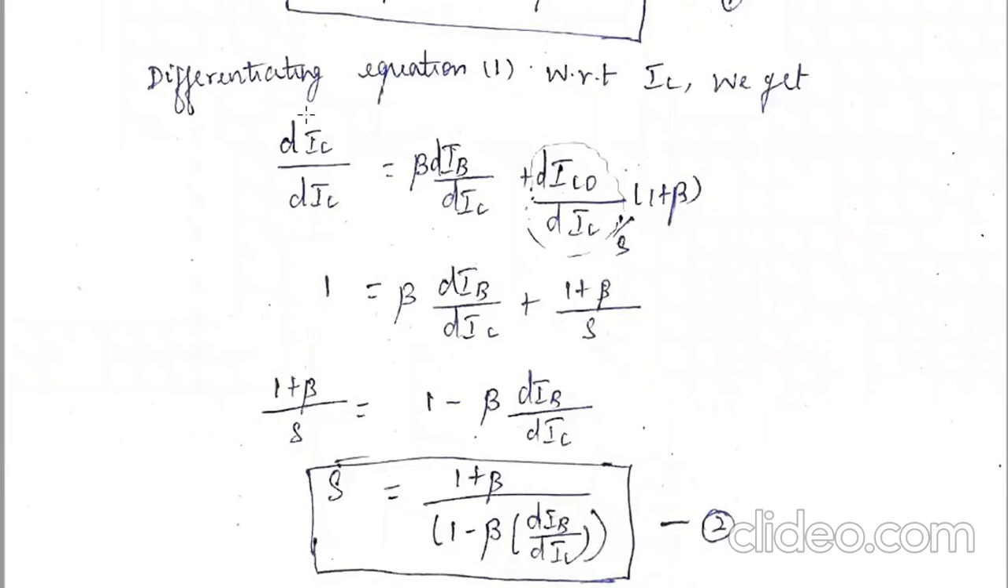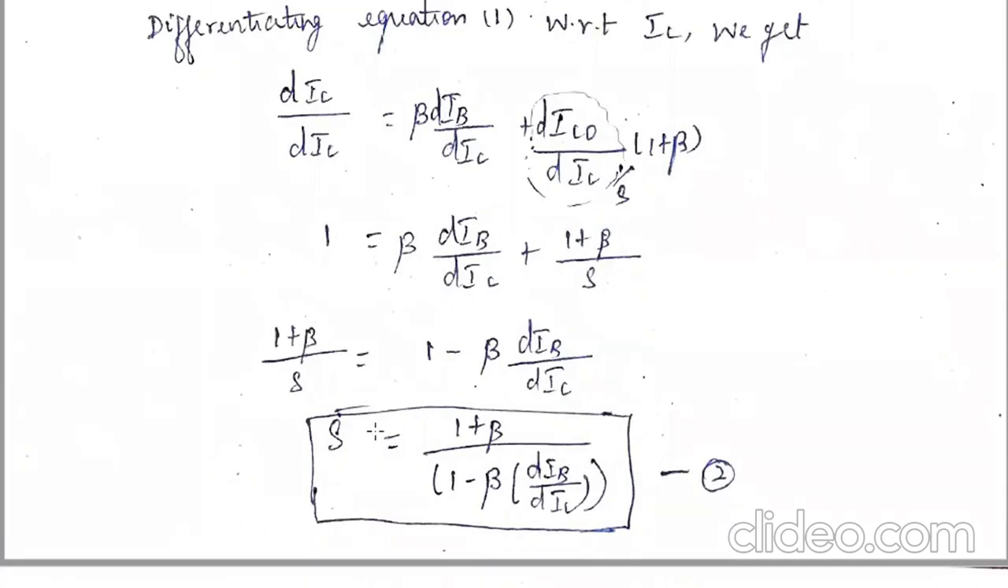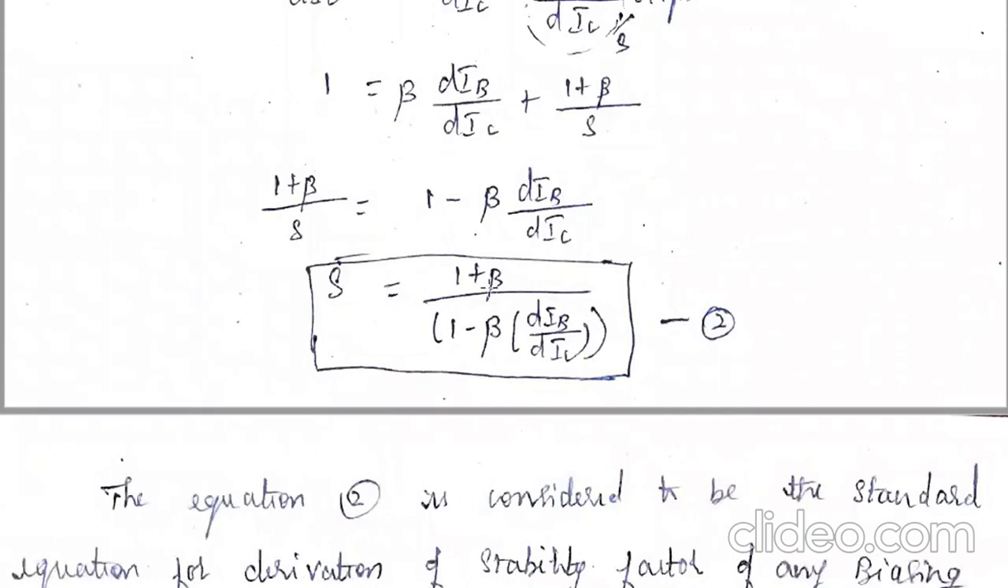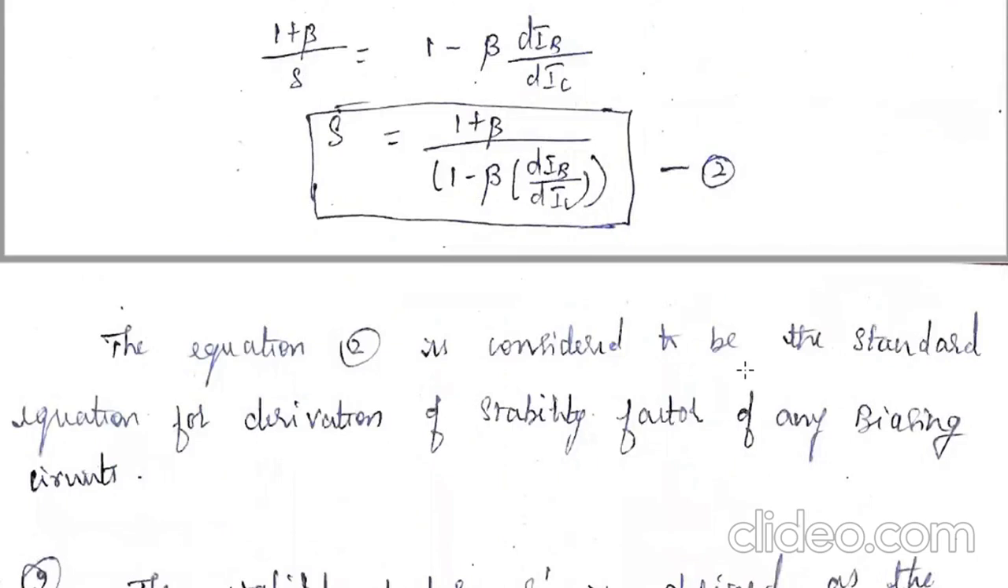The next step is differentiating IC by IC, which becomes 1, and we bring this term to the other side. So (1 plus beta) by S is equal to 1 minus beta into dIB by dIC. The stability factor S is given by the formula S is equal to (1 plus beta) divided by (1 minus beta into dIB by dIC). This is equation number 2. Equation 2 is the standard equation used for the derivation of the stability factor for any biasing circuit.